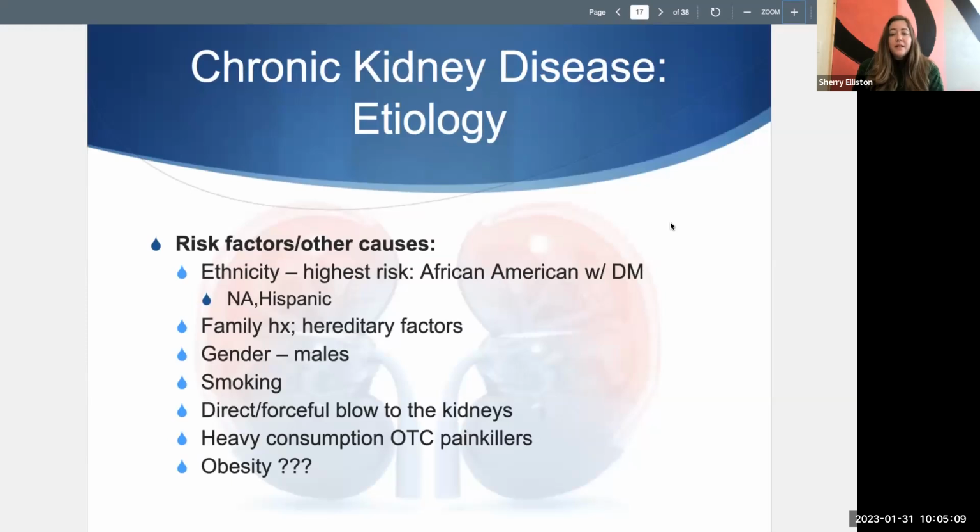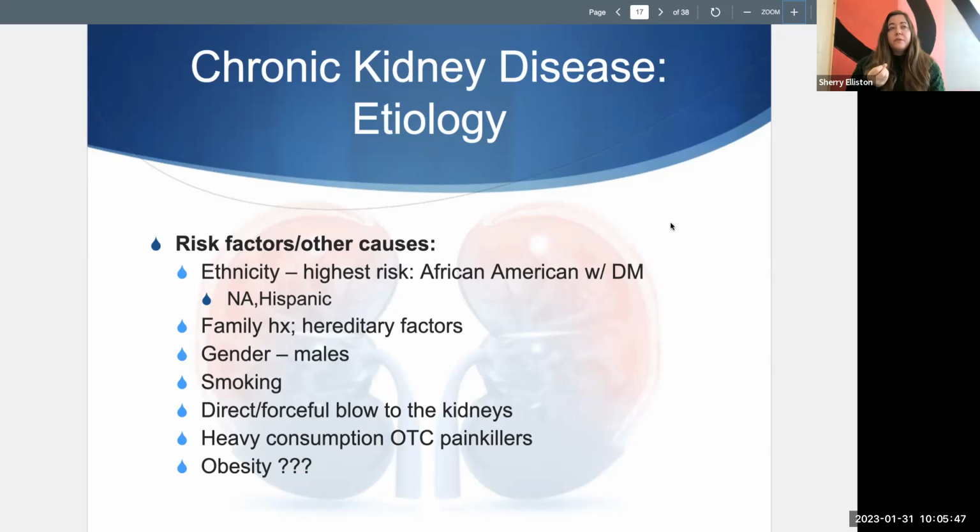Fortunately, as far as the highest risk factor among individuals, it is actually African-American men, African-American men with diabetes. A family history of chronic kidney disease is also an indicator. So genetics are definitely at play here for the development of kidney disease. If someone is a heavy smoker, that causes a lot of vasoconstriction and inflammation, which can cause kidney problems.